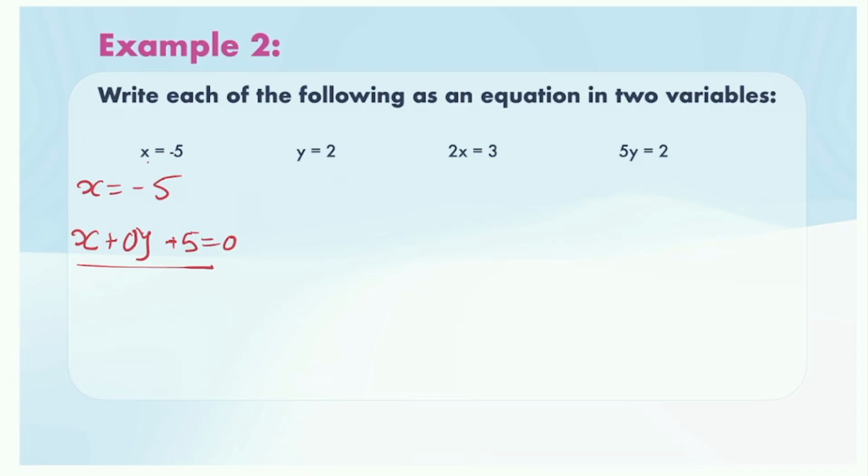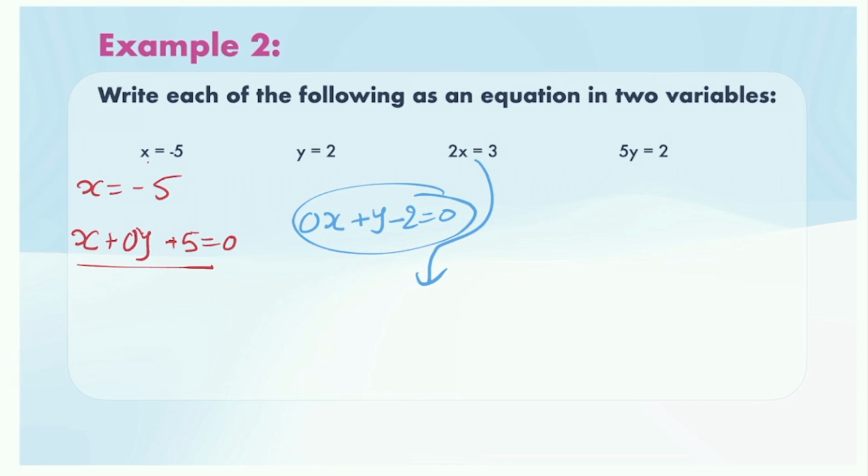Second one is y equal to 2. I don't have x in this equation, so I can just simply write 0x, because I don't have x in this equation. So I have to write 0x plus y equal to 2. So let me put this 2 on this side. So it will be minus 2 equal to 0. Very easy, right? Let me write the third one.